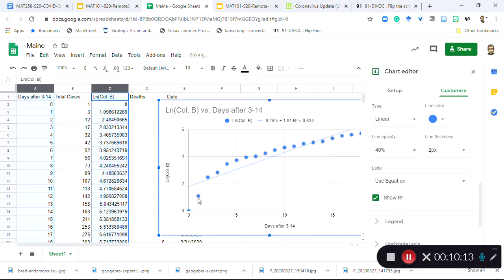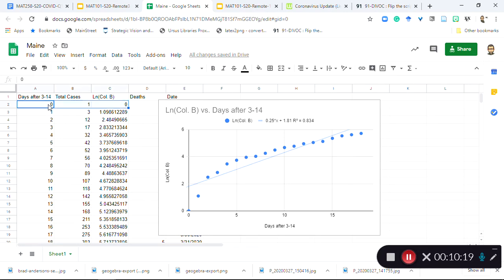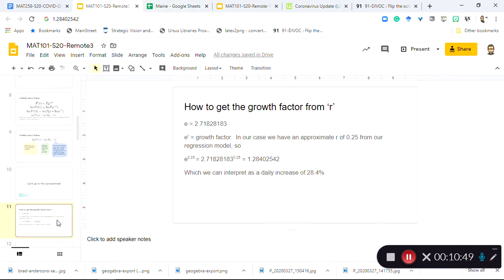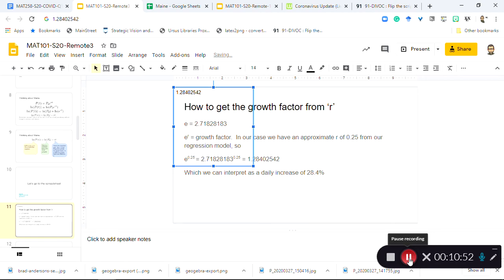If I were to eliminate these two, what happens to the line? It changes to a 0.184, right? Which is probably closer to what's actually happening. You can see the R squared value is 0.95. So these initial two cases might have just been flukes. These points right here seem to be fitting on a line a lot better. So let's look at this 0.184 and go back to the slides and also do a calculation for that. Right? I'm going to pause to just catch up a little bit.